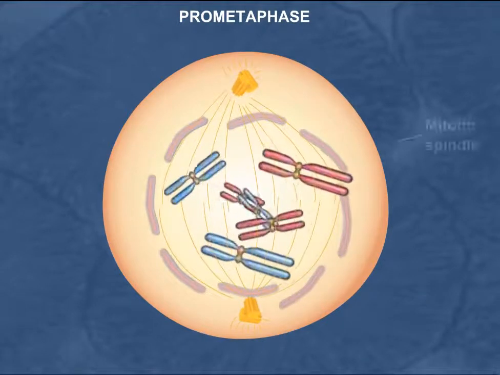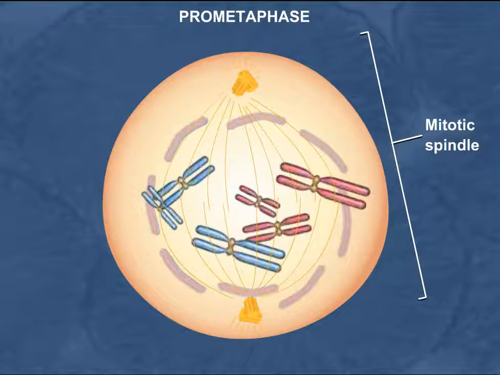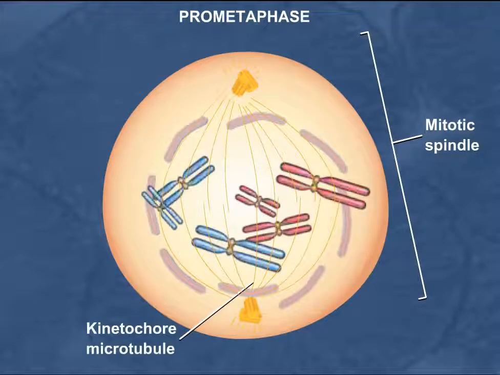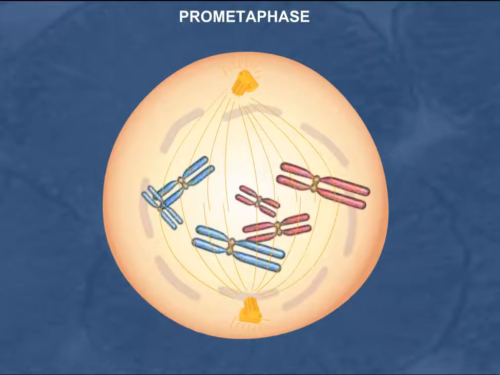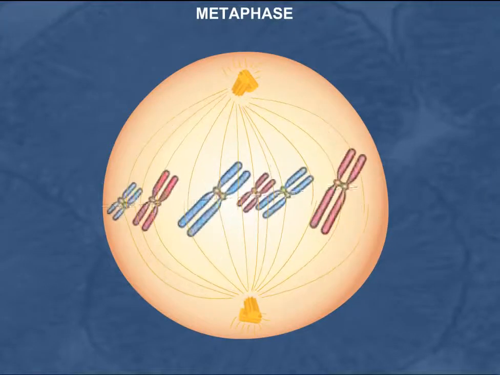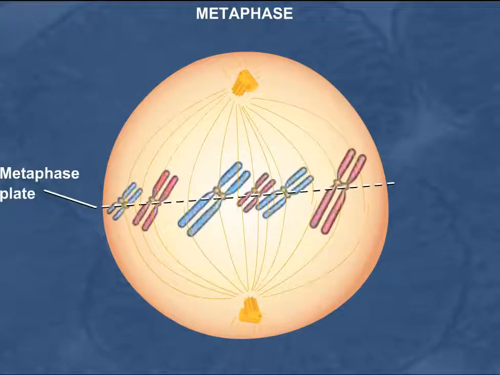The sister chromatids become attached to the mitotic spindle via kinetochore microtubules that attach to the kinetochores, which are bound to the centromeres. As prometaphase is nearing its end, the sister chromatids are observed to jerk back and forth between the two poles. During metaphase, the sister chromatids become localized in a region called the metaphase plate. Once the chromosomes have aligned at the metaphase plate, metaphase is complete.